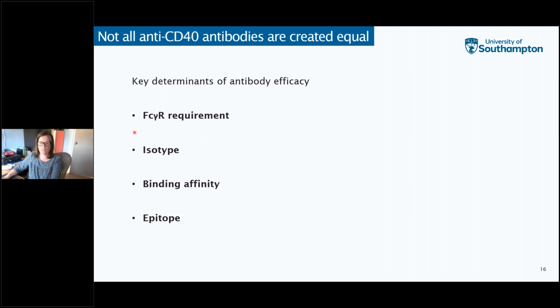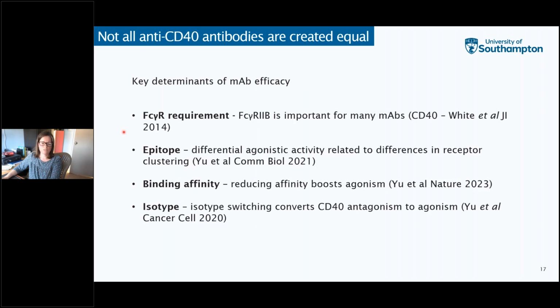So the work of the antibody and vaccine group at the CCI has been focused on investigating the key determinants that underlie antibody efficacy in eliciting a beneficial immune response. So these include the involvement of Fc gamma receptors and also elements of the antibody itself, such as the antibody epitope, binding affinity, and isotype. The work I'm presenting today focuses on these last three determinants.